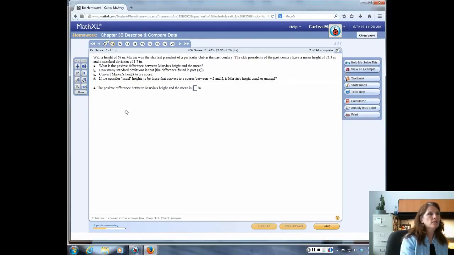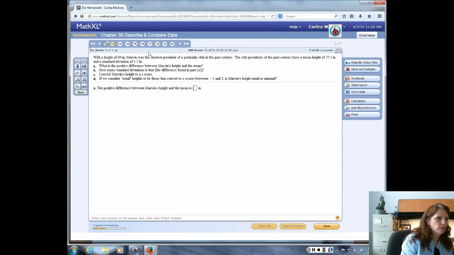Okay, the height of 69 inches, Marvin was the shortest president of a particular club in the past century. The club presidents of the past century have a mean height of 72.3 and a standard deviation of 1.7. This club is strange and they measure all their presidents, but we're just going to accept that. What is the positive difference between Marvin's height and the mean? So if you subtract Marvin's height and the mean, you're going to get the positive difference. So he was shorter, 69 inches.